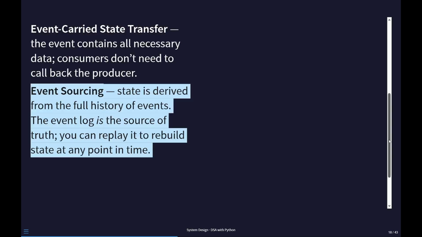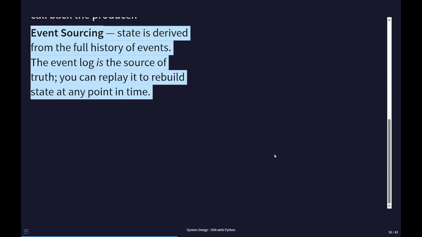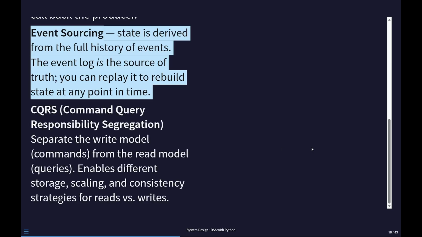Event sourcing: instead of storing the current state of an entity, you store the history of all events that brought it to its current state. The event log is the source of truth. You can replay the log to reconstruct state at any point in time, invaluable for auditing and debugging.